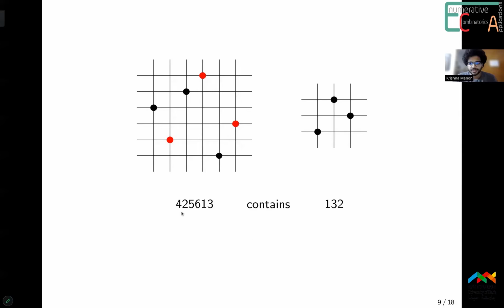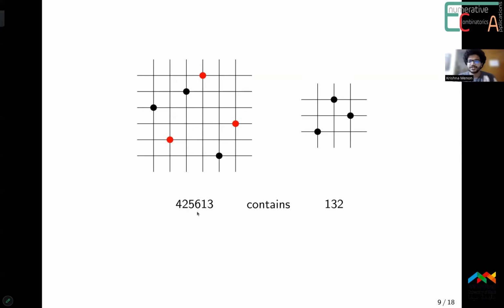So the first term is 4. So in the first column, on the 4th row, I put a dot. So the second entry is 2. So on the second column, in the second row, I put a dot, and so on. So this is the usual way we have this geometric representation of a permutation.